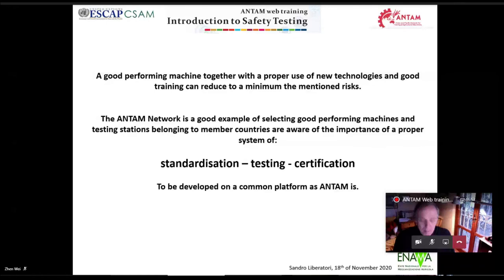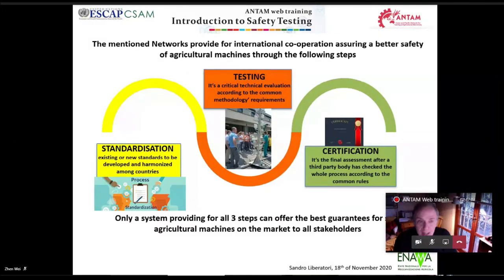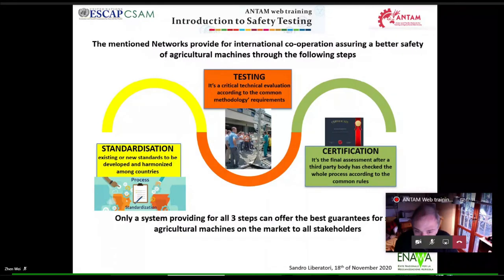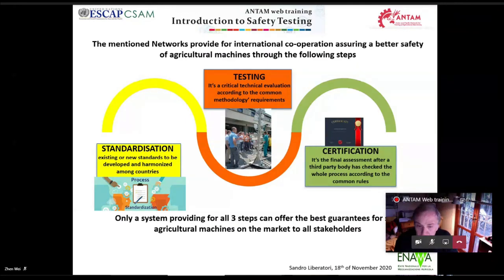There should be another slide with a few words about ENAMA, because I don't want to take too much time. Before ENAMA, here we see the process of the network: the standardization, the testing, and the certification. Consider always these three items together. The first one is making the rule. The second one is applying the rule, and the third one, certification, is the assessment that everything has been properly done. So only by considering those three steps together can we offer the best guarantee to all stakeholders that everything has been done in a proper way. This is exactly what the networks are doing.